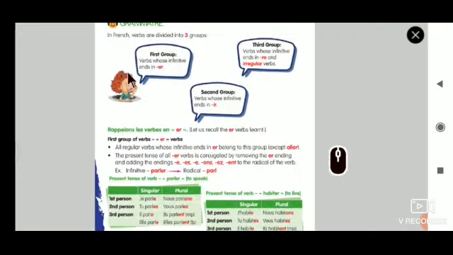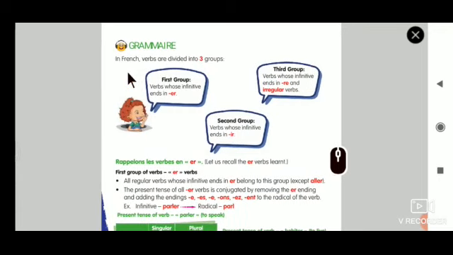Now regarding ER verbs, I'll just do a short revision on this. You already know there are 3 groups of verbs in French. One is ER, IR and RE. Lesson 1 is ER and lesson 2 is IR. Lesson 3 and 4, we will see RE.